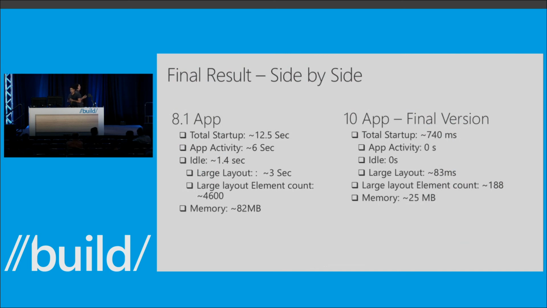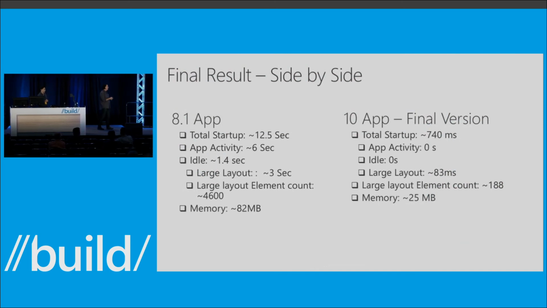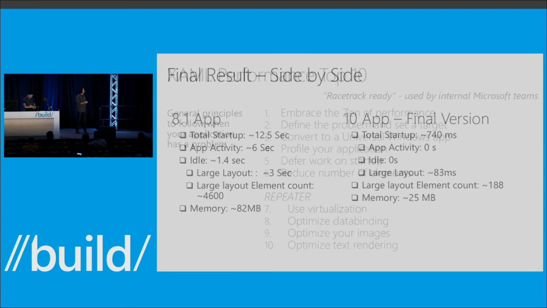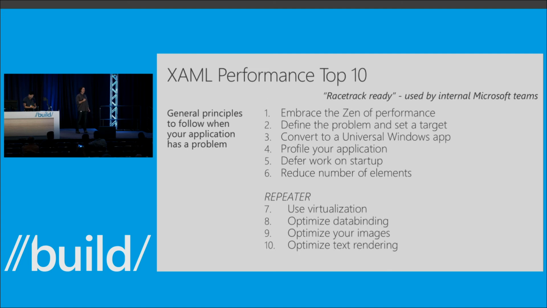OK, so here's the final before and after. This is where we started and where we got to. So big thanks to Kiran for finally code reviewing my app. So here's a top 10 again. When you run into a performance problem, please use this. Please apply the techniques we showed you. Who knows what will be the problem in your app, but you go through the whole top 10. I guarantee the performance of your app will improve.